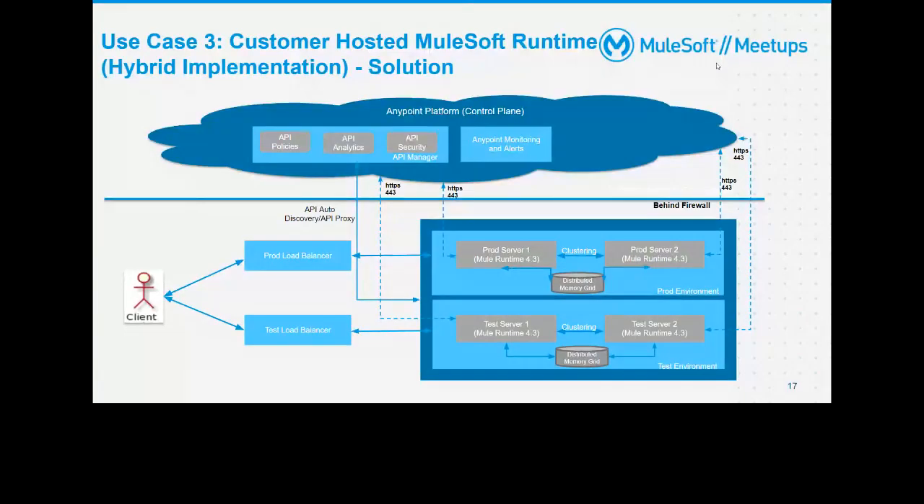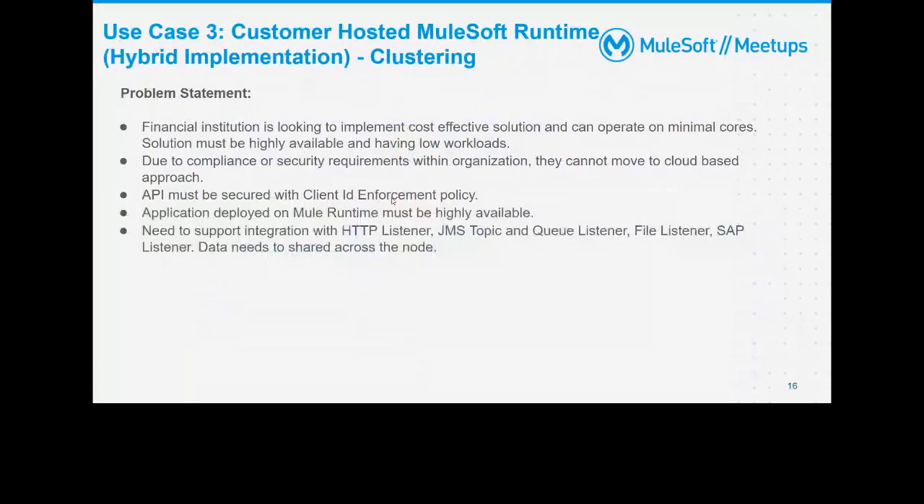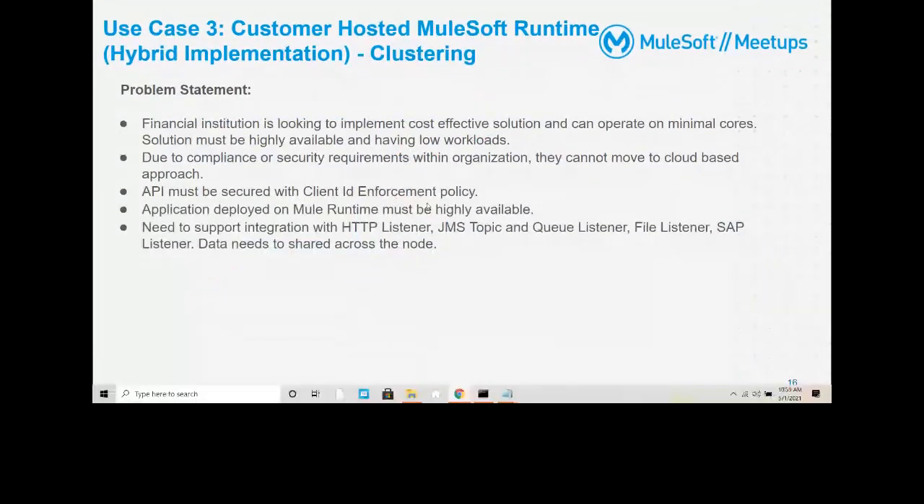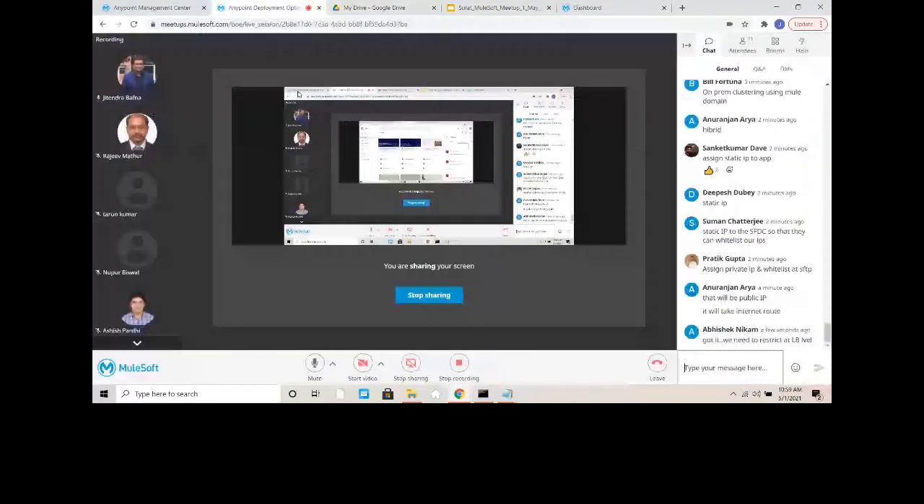Okay, so let me go with this. This is my solution. Let me explain. One of the requirements is that I will use the Mule runtime. So I will have more than one server in my on-premise solution, which will be load balanced with an external load balancer. Before I explain the solution, have you got this use case completely right? Yes, we know the requirement. You know the requirement.